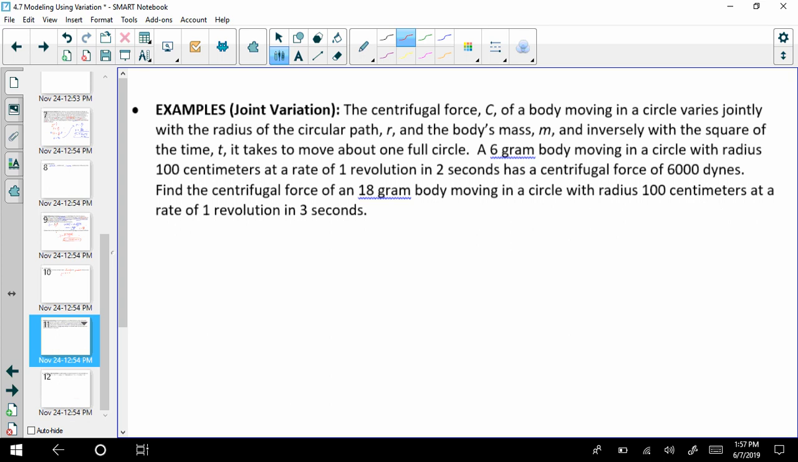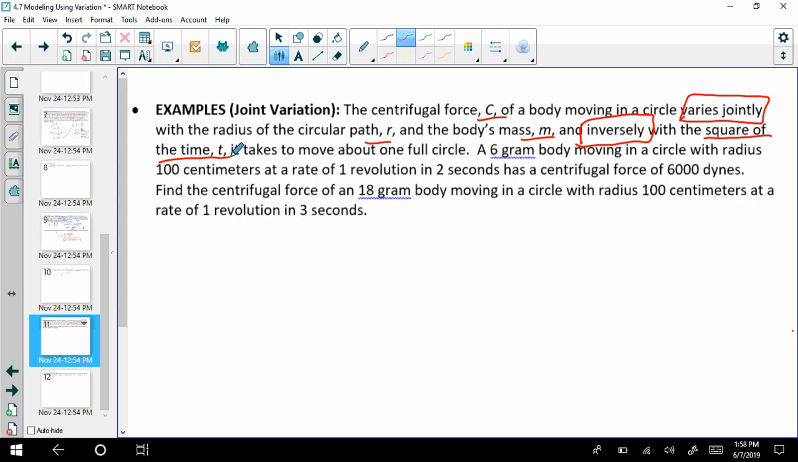The centrifugal force, C, of a body moving in a circle varies jointly, there's the key phrase, with the radius, r, and the body's mass, m. And inversely, there's another key word, with the square of the time t that it takes to move one full circle. Wow, a lot of information here.